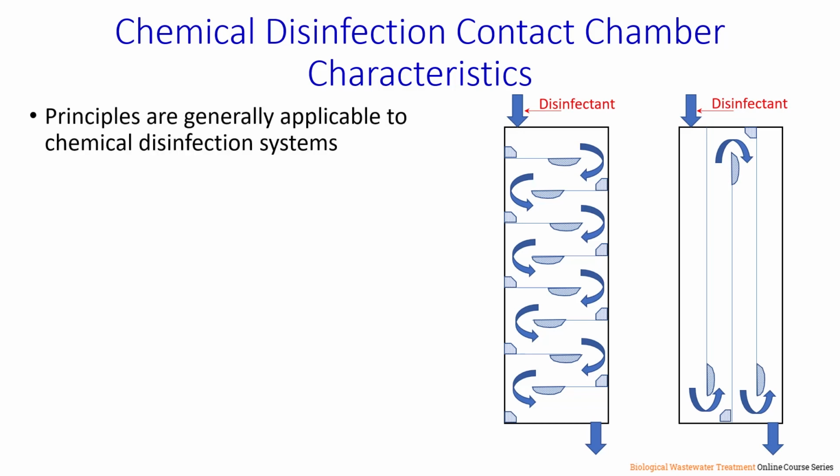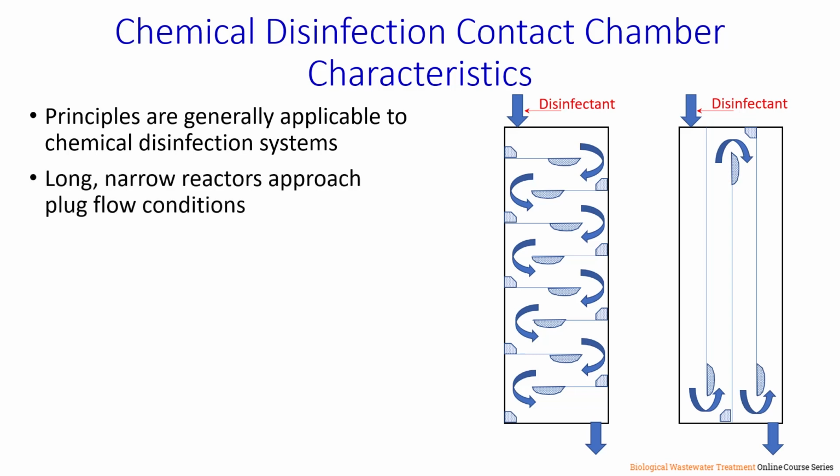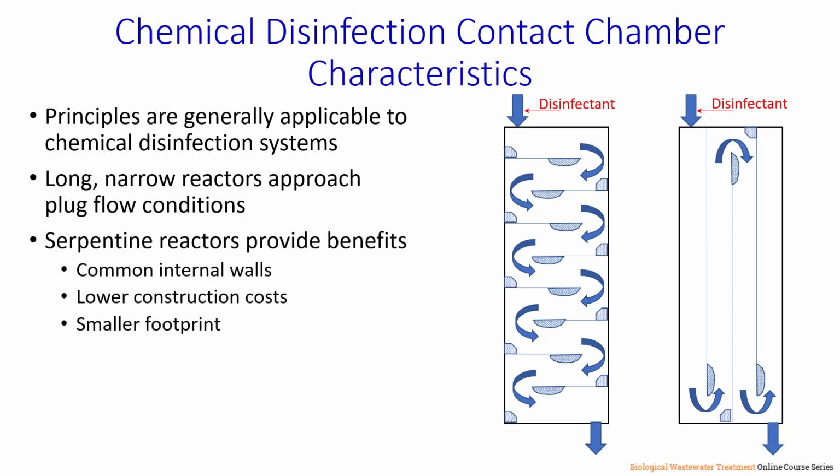The principles are generally applicable to chemical disinfection systems independent of the disinfectant. Typically, these systems involve long, narrow reactors to approach plug flow conditions. A common configuration is a serpentine reactor because it provides a number of benefits. Specific benefits of these systems include the common internal walls, which reduce construction costs as compared to a single, long, skinny channel. And also these systems occupy a smaller footprint.